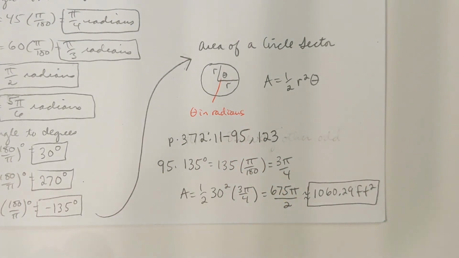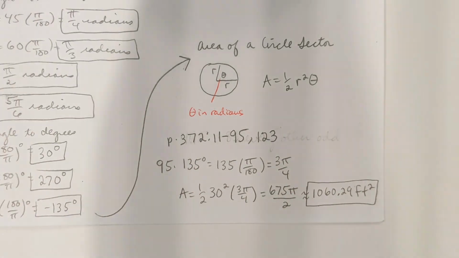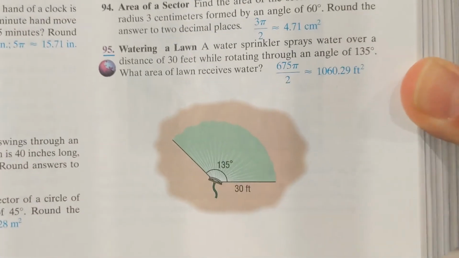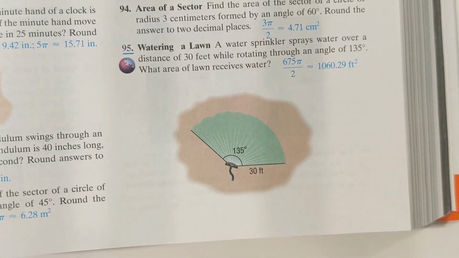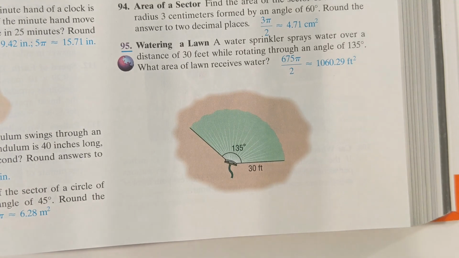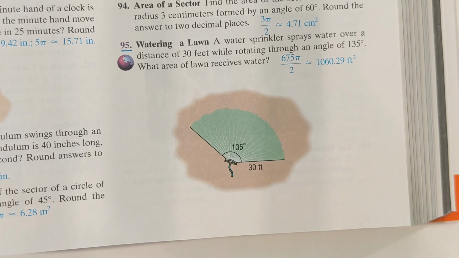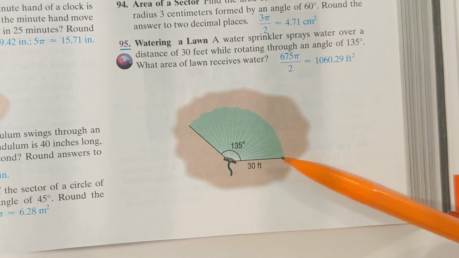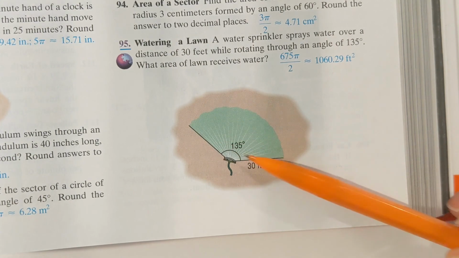Okay, there are a couple of problems towards the end of the section where you're going to be computing the area of a circle sector. One of the problems that I liked was on page 372, problem 95. If I get the book here real quick, we can look at that. Problem 95 says that a water sprinkler sprays water over a distance of 30 feet while rotating through an angle of 135 degrees. What area of the lawn is going to receive water? They give us a picture of a circle sector, and they want us to find the area of this sector.